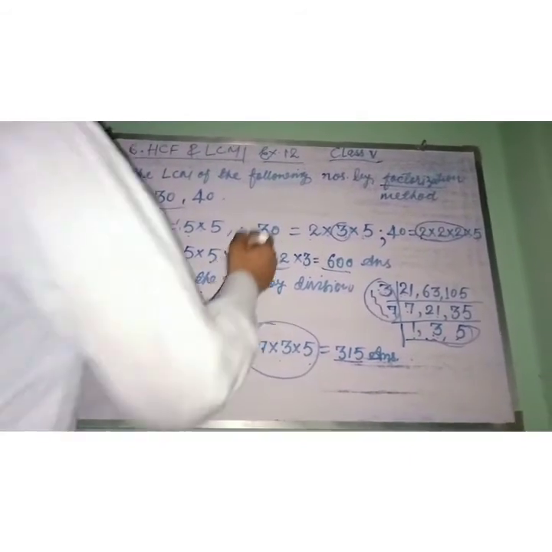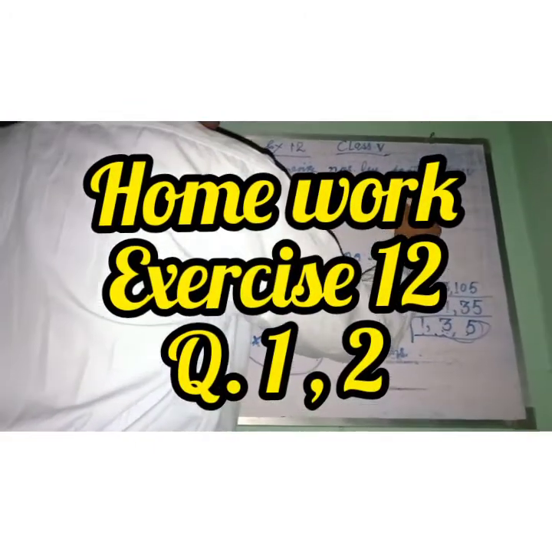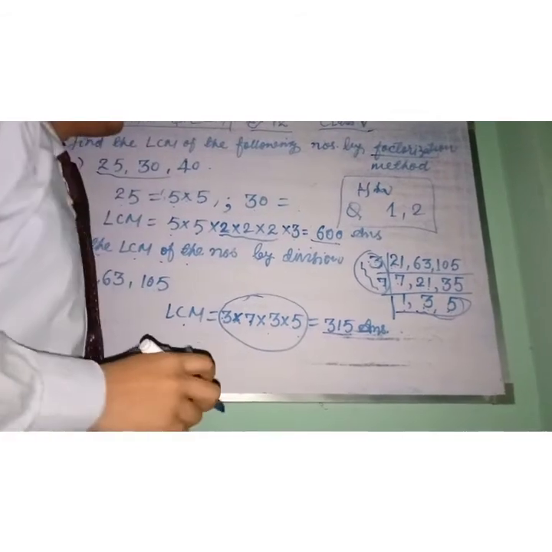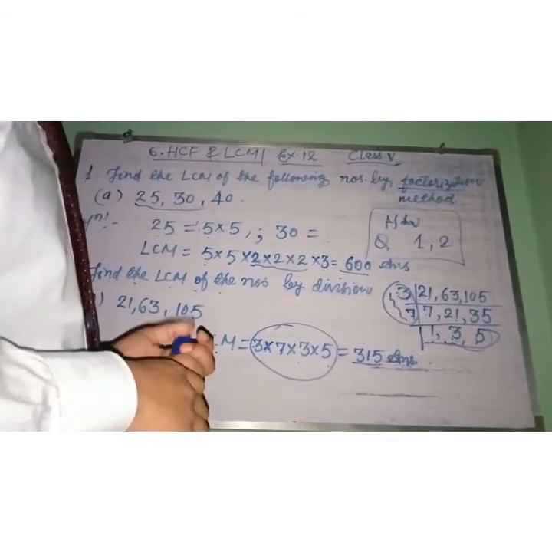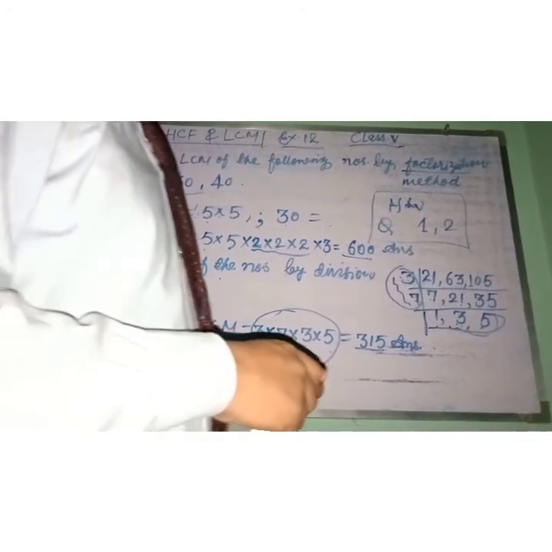So this is your homework, friends. Exercise 12 homework, question number 1 and 2. Here question number 1 has 4 sub questions and 2 as well. I hope you will understand. You can solve all the questions 1 and 2.